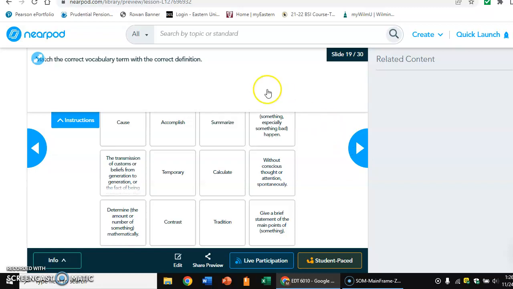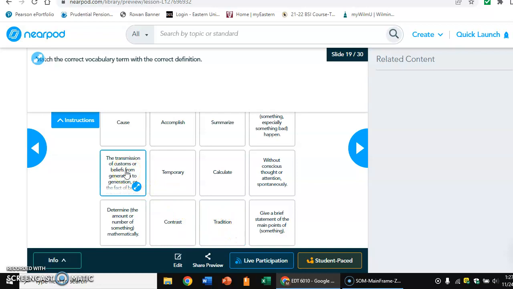Now for this component, what you're going to do is you're going to match the correct vocabulary term with the correct definition. Now what this is going to show me is that you took the proper notes for this lesson, okay, and that you have every definition written down for each word, okay. For example, if I read the definition, the transmission of customs or beliefs from generation to generation, or the fact of being passed down, I would know that that would go with tradition.